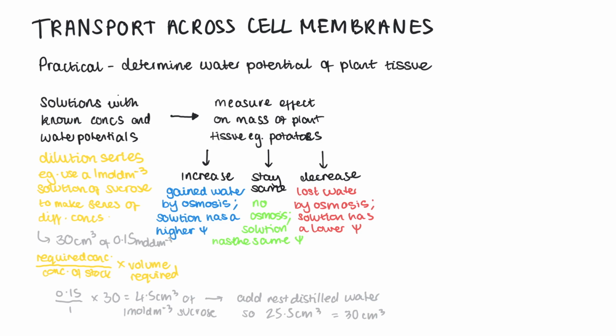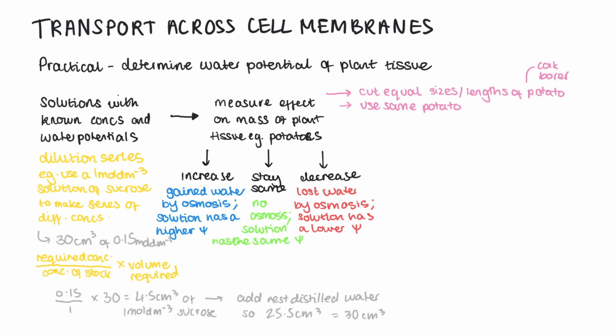Some other technical details that questions commonly ask you about is how you do it and why you do certain things and what you could control. So when we're getting our plant tissue, what we want to make sure we do is that we're cutting equal sizes or length of that tissue. For example, the potato, we could use a cork borer and cut them to the same length. We also want to control some other things, such as using the same tissue, using the same potato, for example.